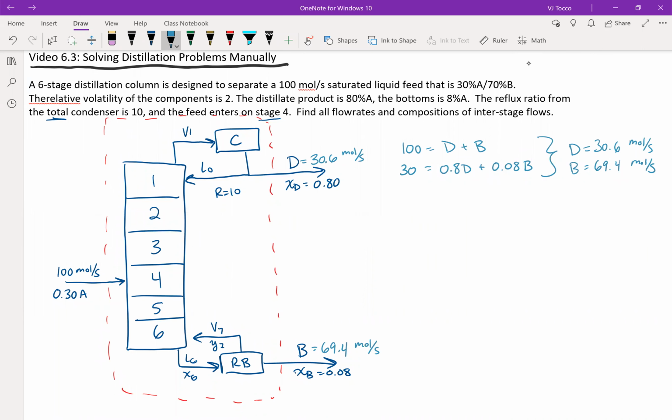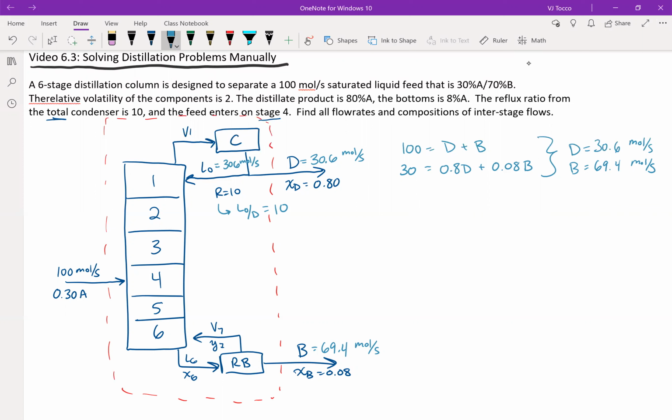So if I have any relationship that I can use, I'm going to go ahead and use that. And in this case, what I've got is my R. Remember I said in the previous video that R is equal to L0 over D. And now because I know that R is equal to 10 and D is equal to 30.6, then if I solve for L0, I've got 306 moles per second.